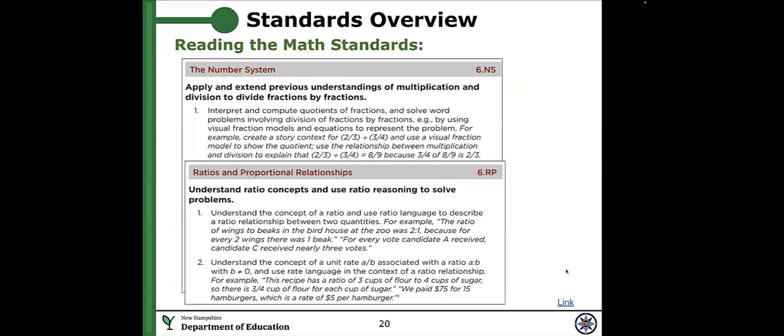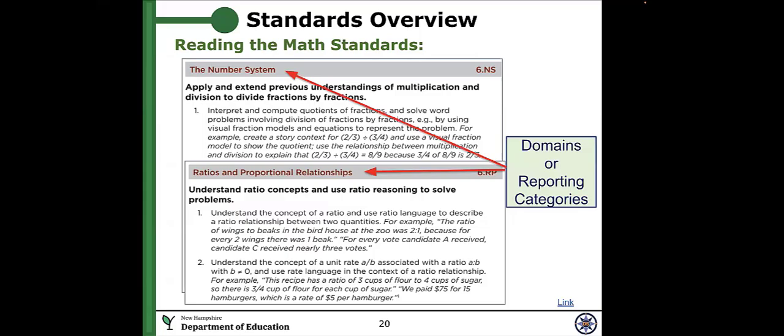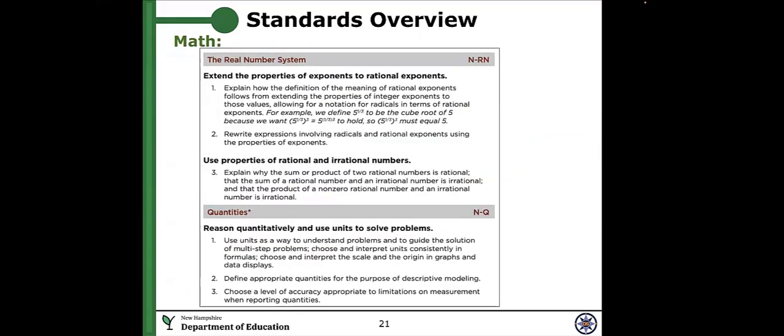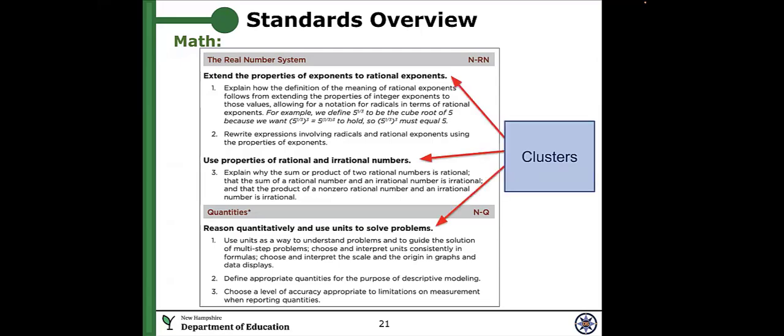Much like the ELA Common Core standards, the math are looked at the same way. So we have domains of math or reporting categories. Those are those big areas of mathematics. And then from there, if we look at right now, we're looking at the real number system, we have a number of clusters of standards. And then within that, we have the standards listed underneath them. There are some that have more standards underneath them than others.